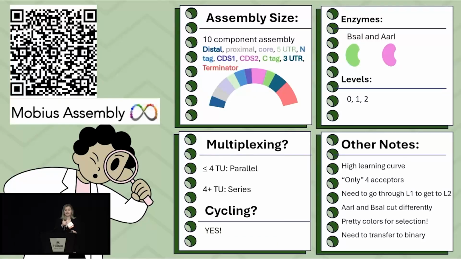However, there are also some pretty colors to Mobius. They don't use CCDB, and instead they actually use visual confirmation with proteins like GFP, so you can see if your construct transformed or not based on if it fluoresces. With Mobius, unlike Golden Braid, you can't go from your level 0 to your level 2. And you still need to transfer to a binary after you're done cloning in Mobius.